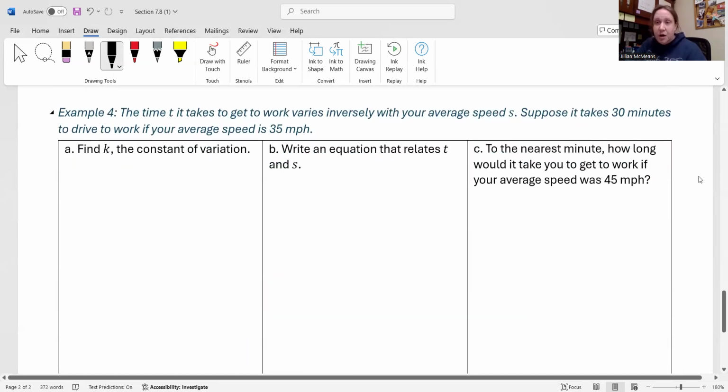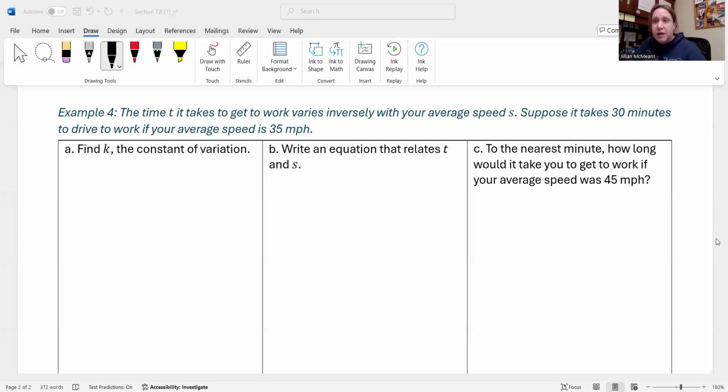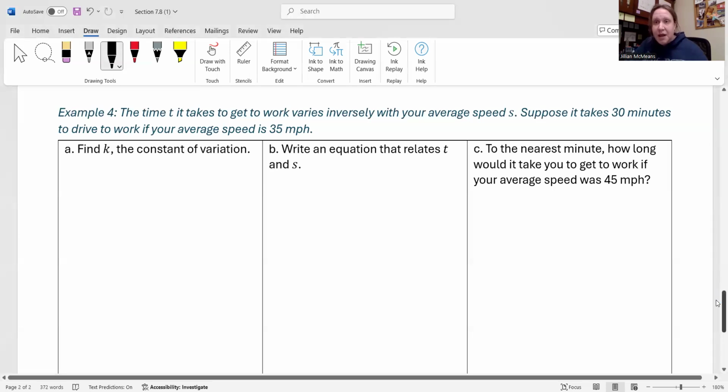Okay, last up is example 4. So this has been a very long chapter, a generally somewhat difficult chapter, but I think we're ending on an easy note. So this is the last example. It says the time t it takes to get to work varies inversely with your average speed. That should kind of make sense. If you speed up, you're going faster, your time decreases. If you slow down, your time increases. So again, as one thing gets bigger, the other one gets smaller, okay? So we have time t varies inversely with your average speed s. So what we have so far is t equals k over s.